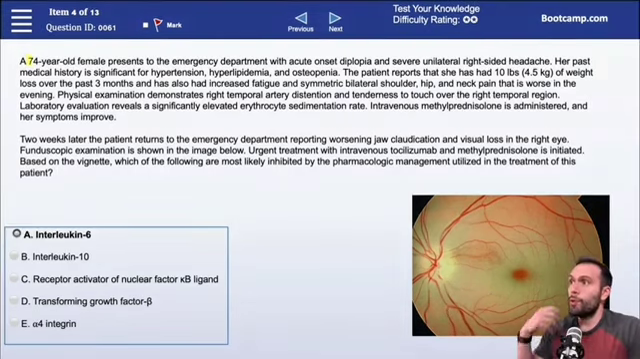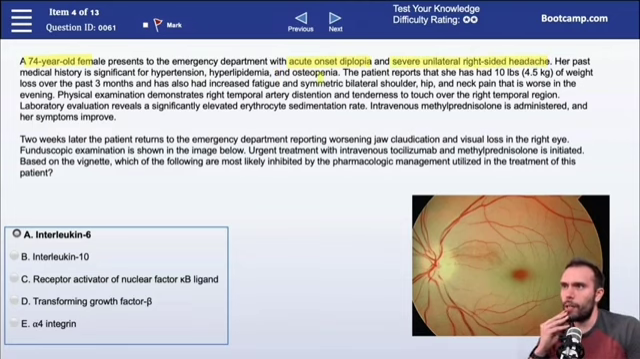All right, so we have a 74-year-old female presenting to the emergency department with acute onset diplopia and severe unilateral right-sided headaches. Her past medical history is significant for hypertension, hyperlipidemia, and osteopenia. The patient reports that she has had 10 pounds of weight loss over the past 3 months. Semi-concerning, especially in a 74-year-old, right? We might be thinking about potentially malignancy as a primary cause here, especially if it's unintentional.